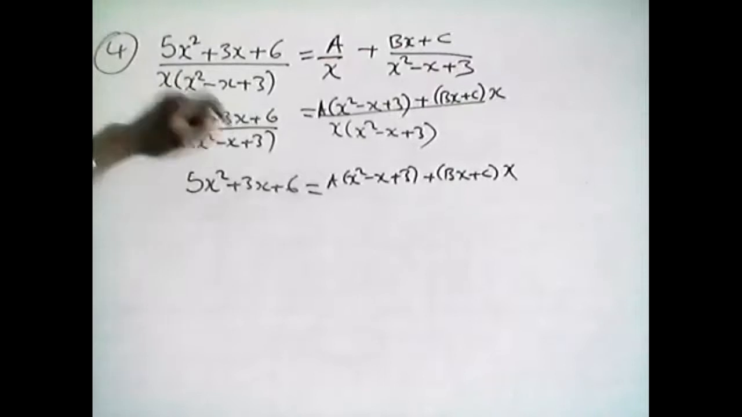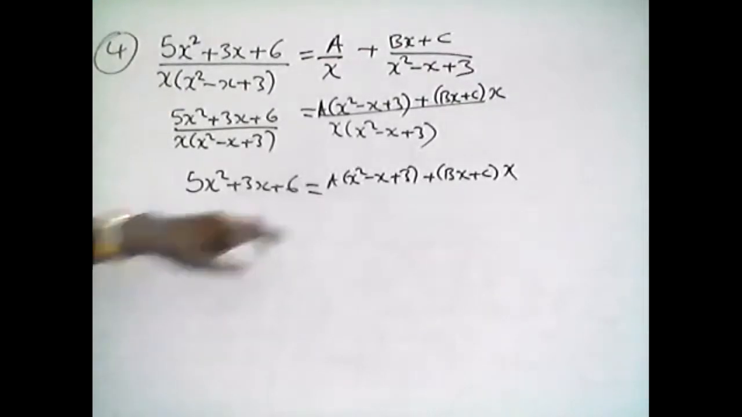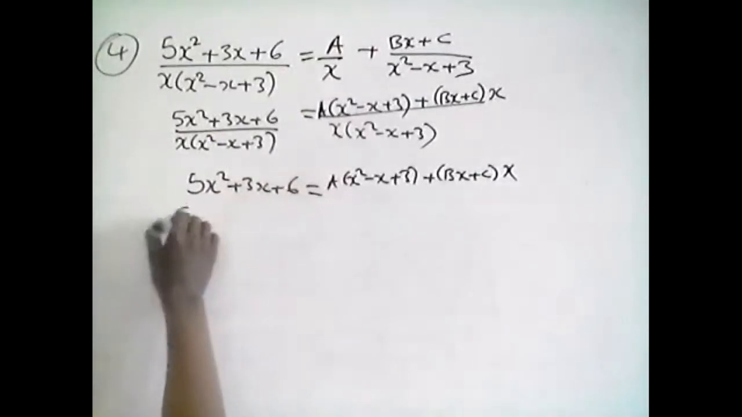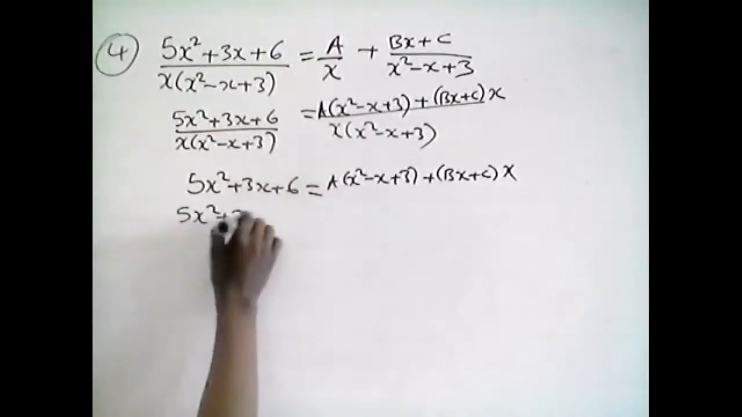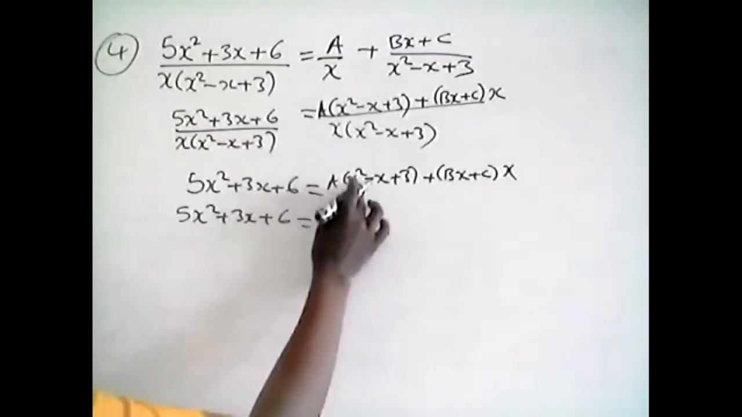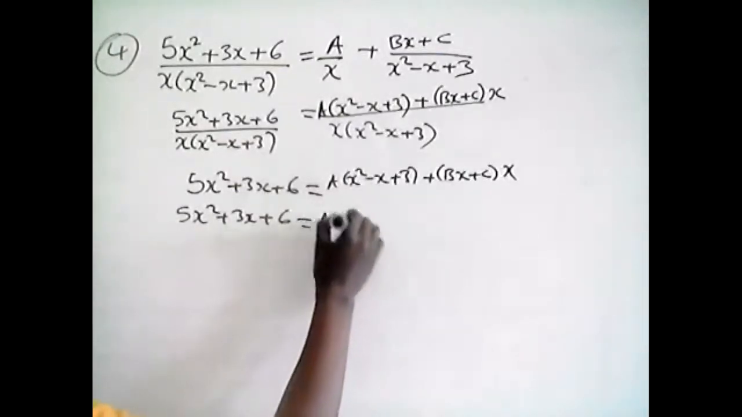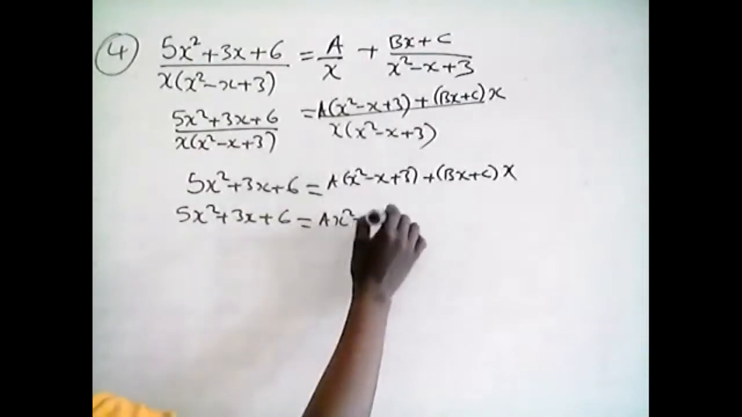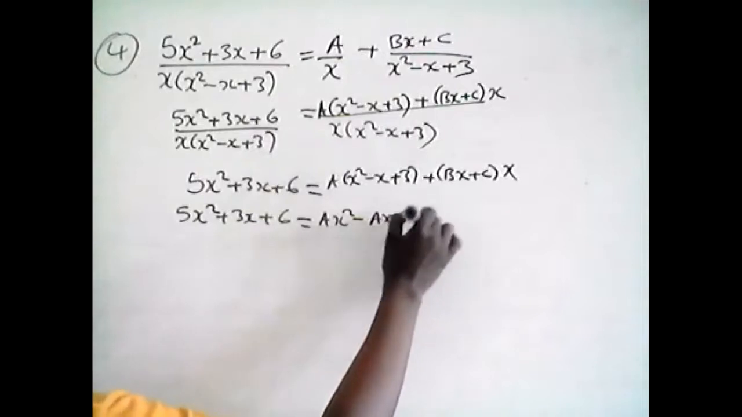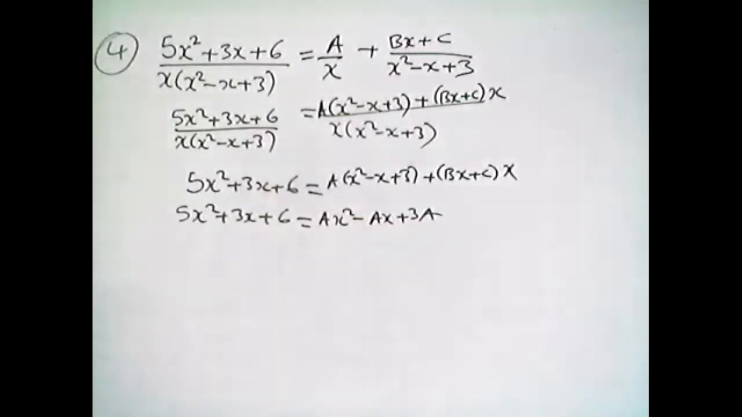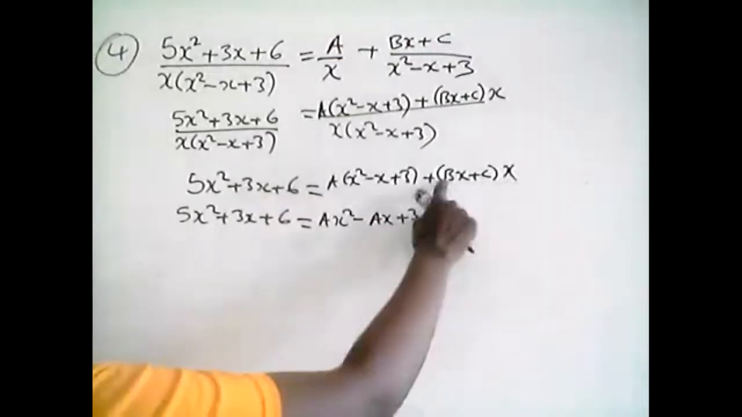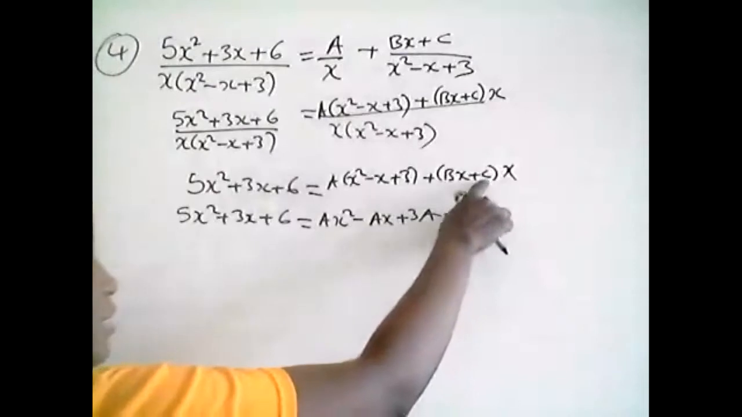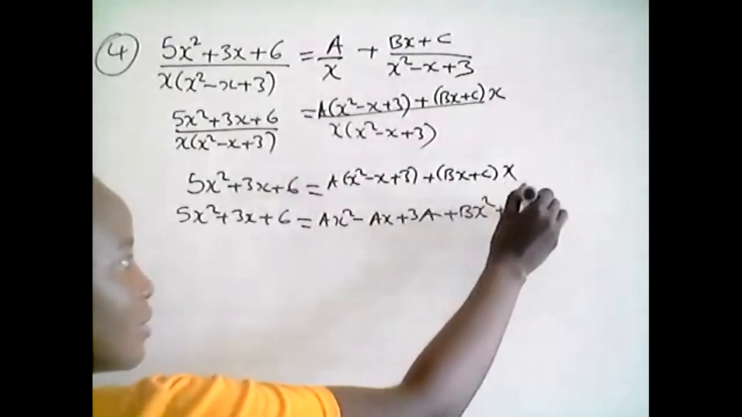So what we have there, we can simplify everything. We can expand. A multiplied by x squared is ax squared. A multiplied by negative x is negative ax. A multiplied by 3 is 3a. Then x multiplied by bx is bx squared. X multiplied by c is plus cx.